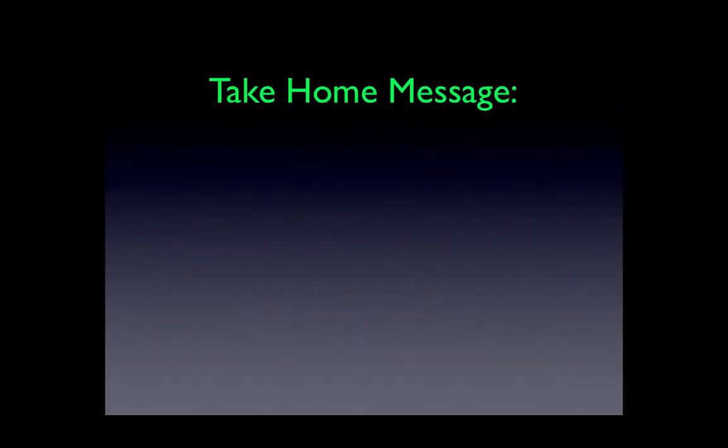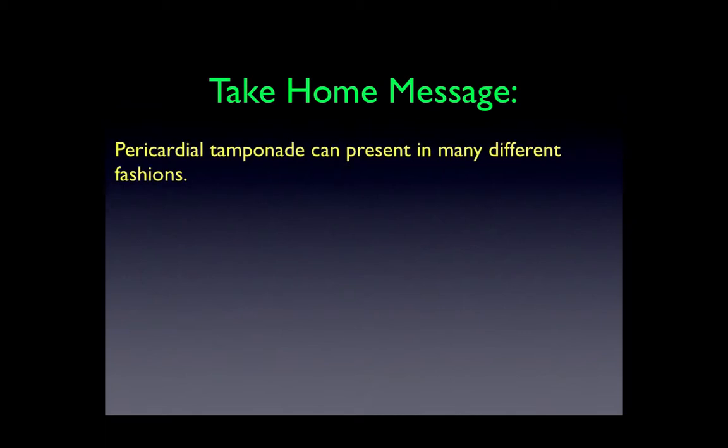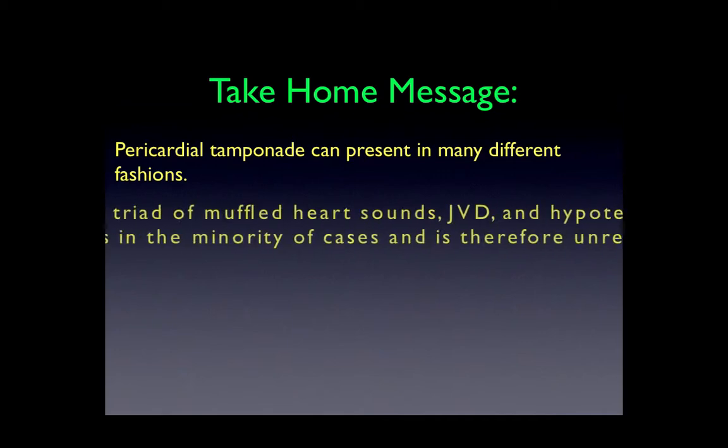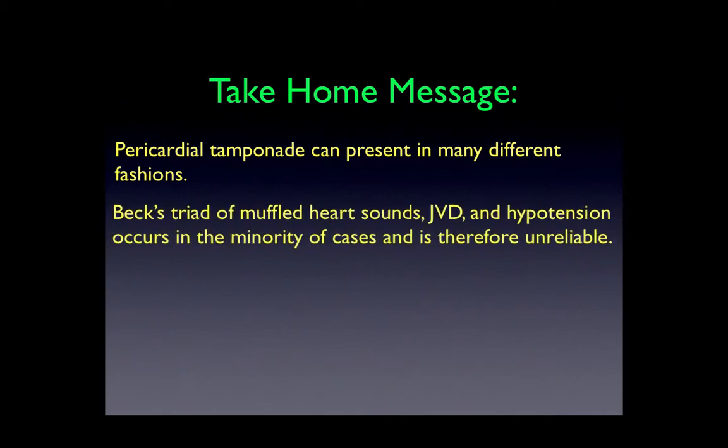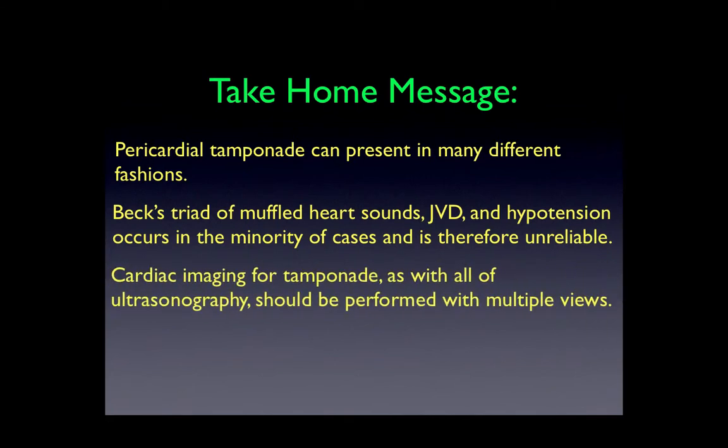So what's the take-home message? Of course, pericardial tamponade can present in many fashions, one being hypotension. Beck's triad of muffled heart tones, jugular venous distension, and hypotension occurs in a minority of cases and is therefore unreliable. It occurs in approximately 25 to 30% of the cases only. Cardiac imaging for tamponade, as with all ultrasonography, should be performed with multiple views. And we can tell from these 4 views that there were certain views that showed the effusion to be much larger than other views.